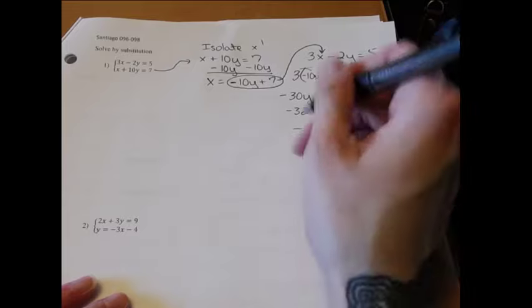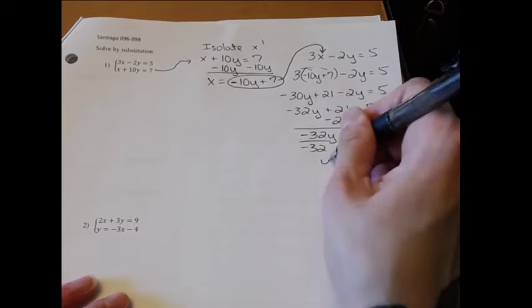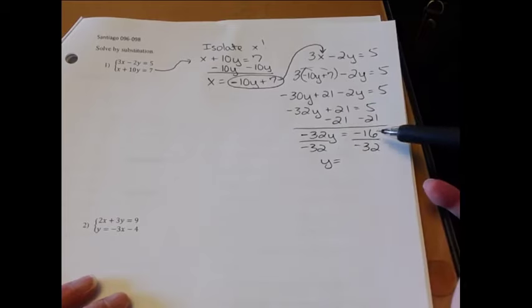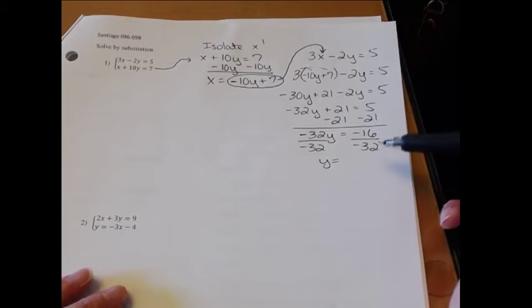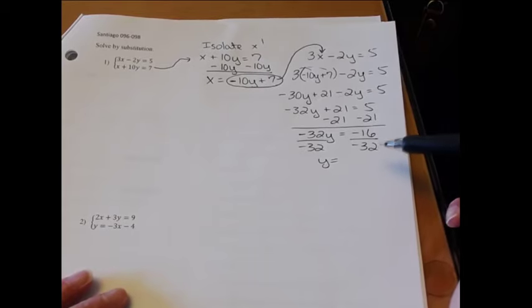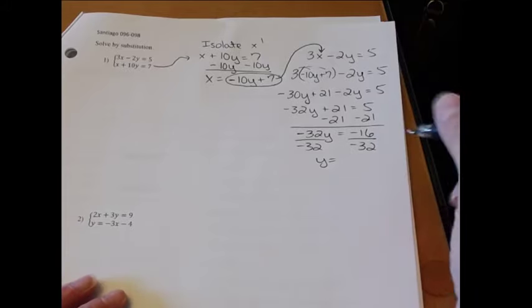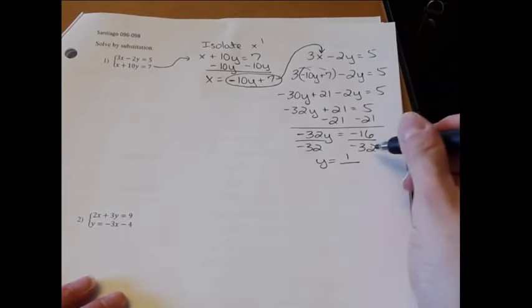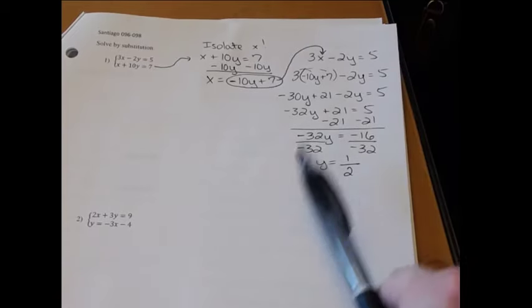And then I'm going to divide both sides by negative 32. Notice that the negative and a negative will cancel, so my answer is definitely going to be positive. But I'm not going to leave my answer 16 over 32 because I can actually reduce this. I can divide both of these numbers by 16. So 16 divided by 16 is 1. 32 divided by 16 is 2. So my y value is 1/2.